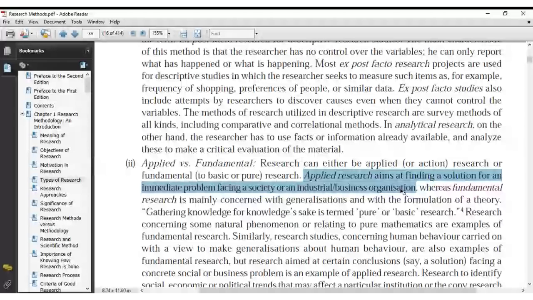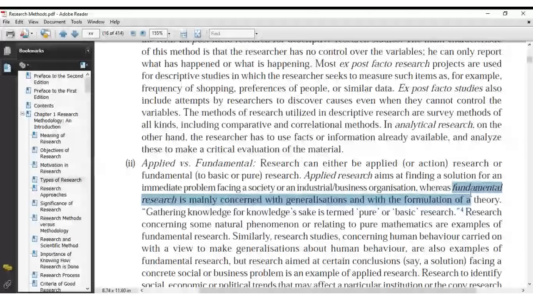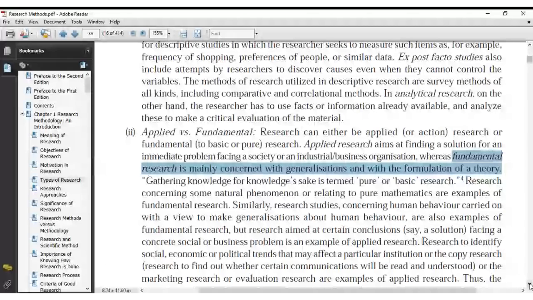So any research that is made to bring a solution to a current problem in society is called applied research. Then fundamental research, as you can see in this document, is mainly concerned with generalizations and the formulation of a theory. There are those researches where you are not trying to come up with a solution, you are trying to develop theories. Those researches are called fundamental researches. Fundamental researches provide a platform upon which other researchers can do applied researches.